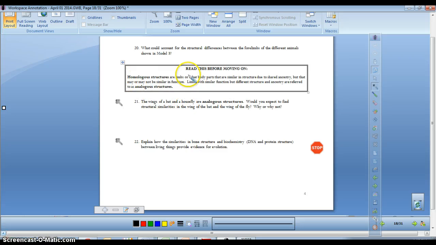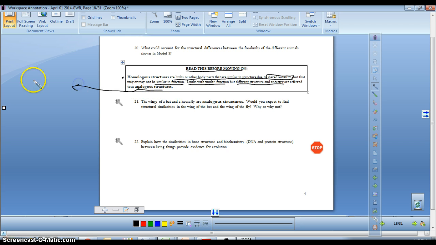And finally, last part. Read this before moving on. Homologous structures are limbs or other body parts that are similar in structure due to shared ancestry, but that may or may not be similar in function. Limbs with similar function but different structure and ancestry are referred to as analogous structures.